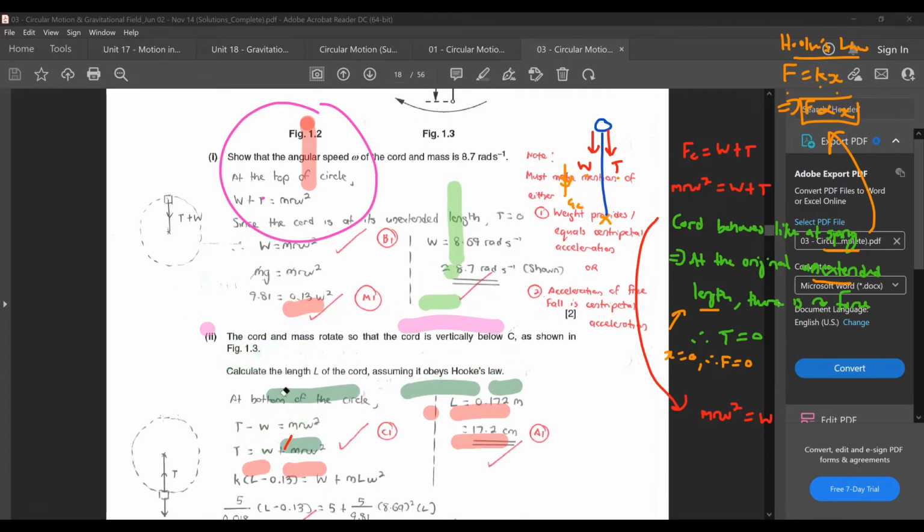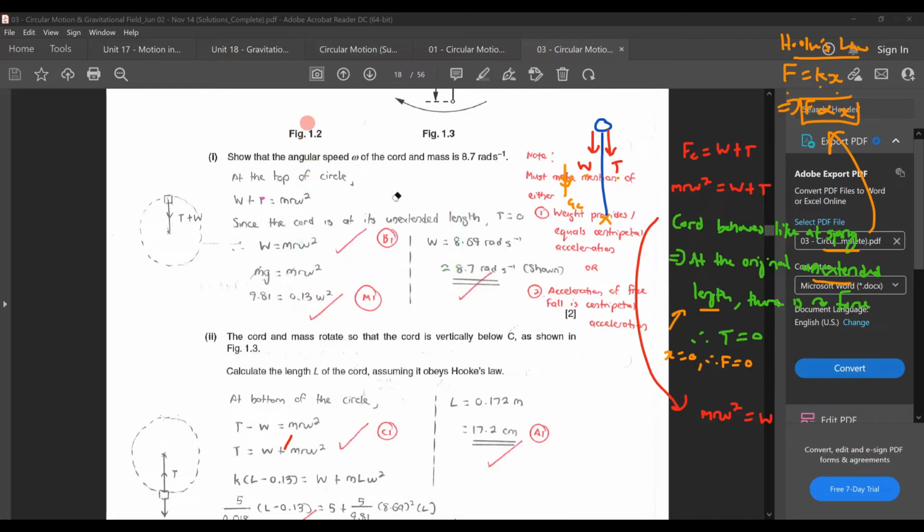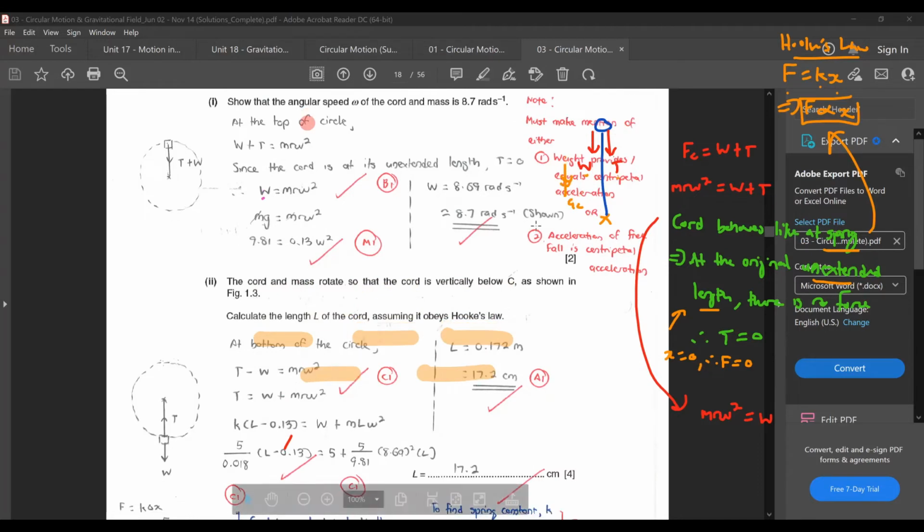Now for part 2, they tell you that the chord and the mass rotate so that the chord is now vertically below the center of the circle, as shown in figure 1.3. Calculate the length L of the chord, assuming that it obeys Hooke's law. So this time they ask you to consider the case at the bottom of your circle.